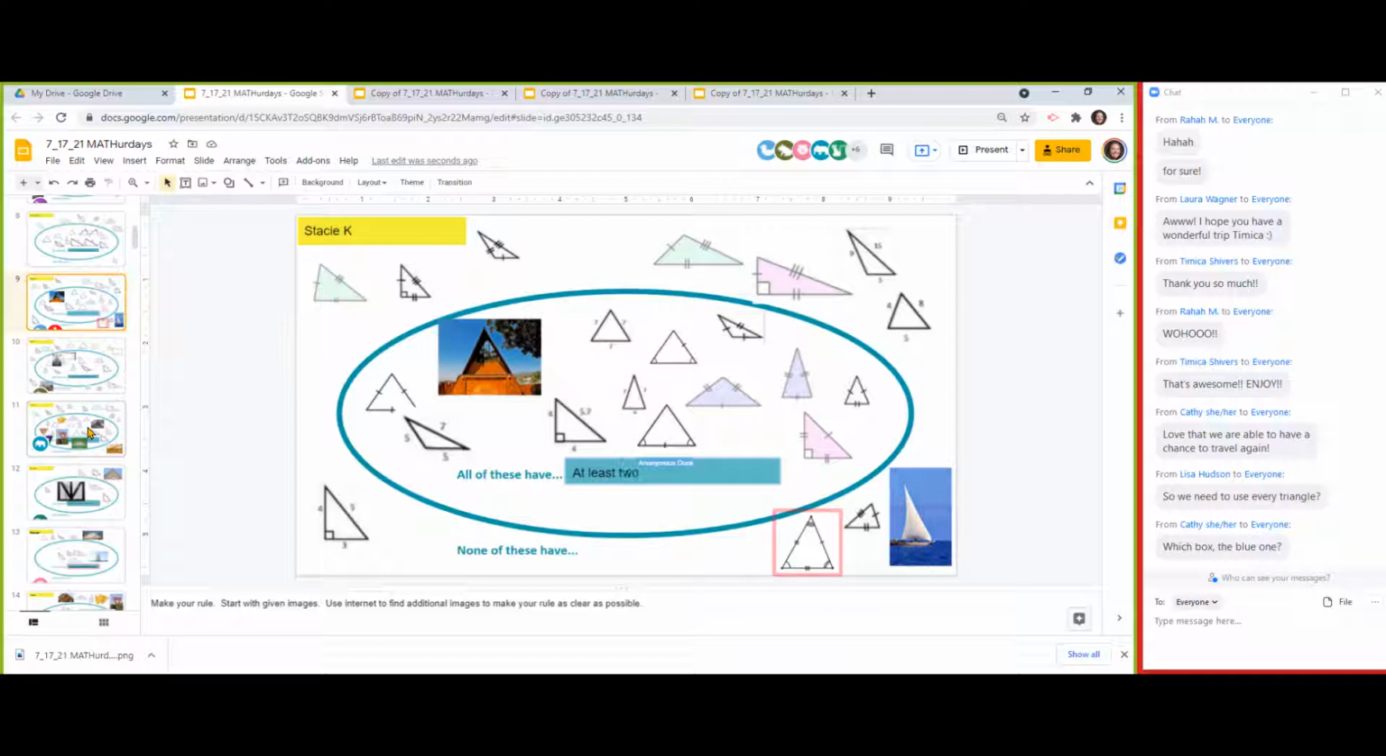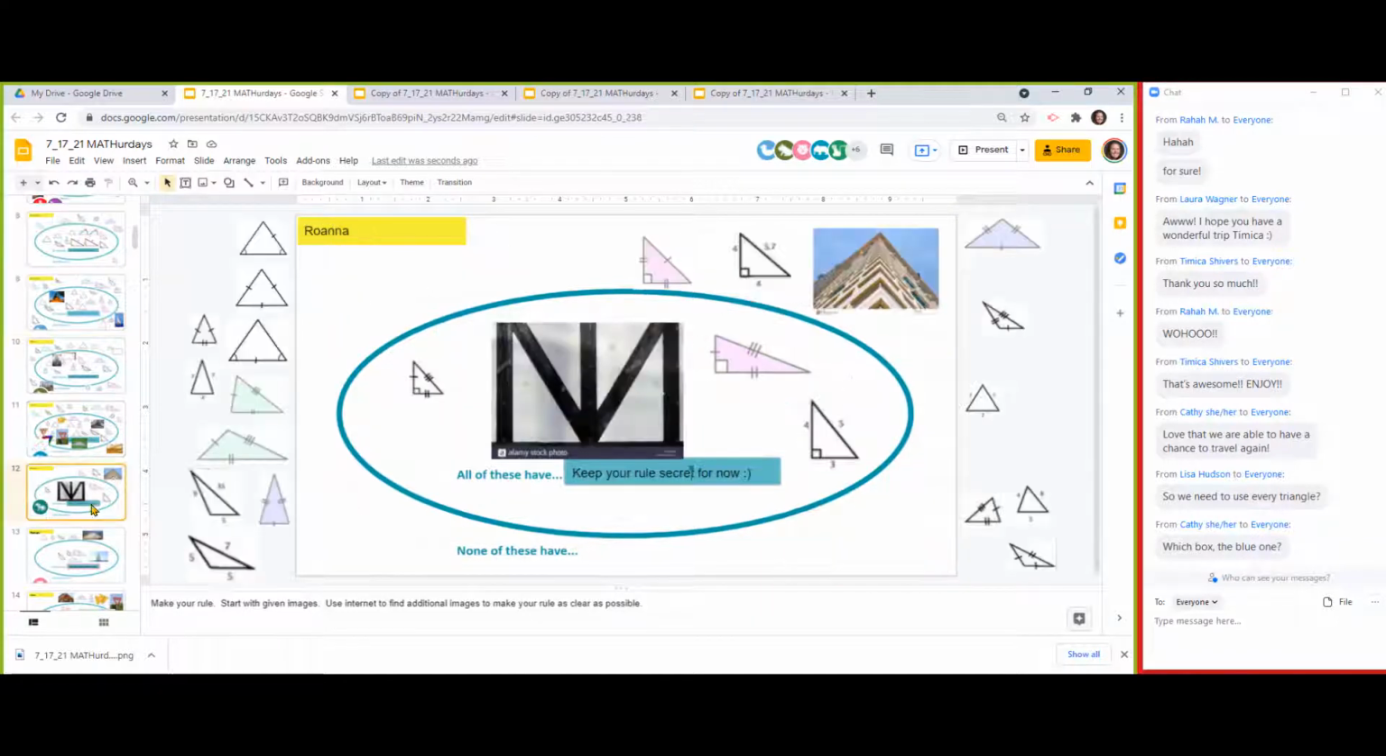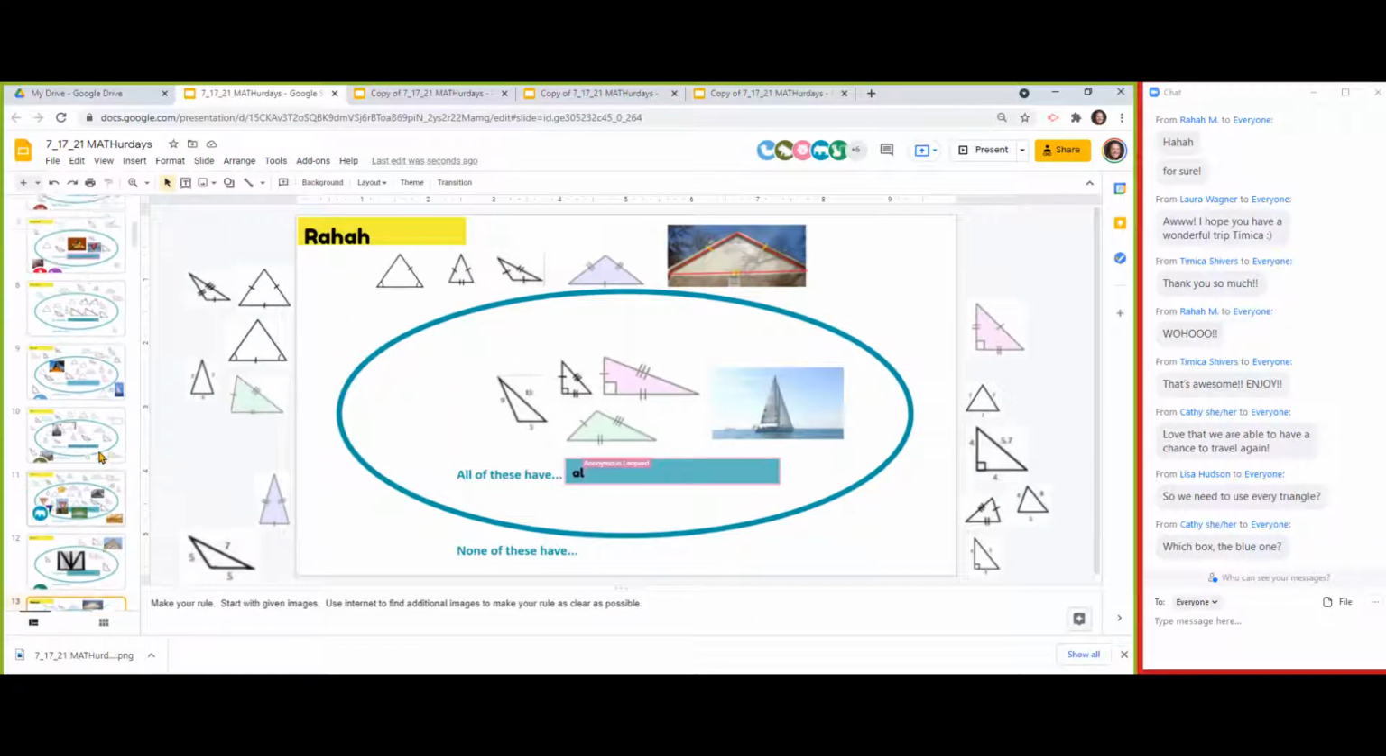Yes, the blue box. Yep, the one that says keep it secret for now. Go ahead and tell us your rule.